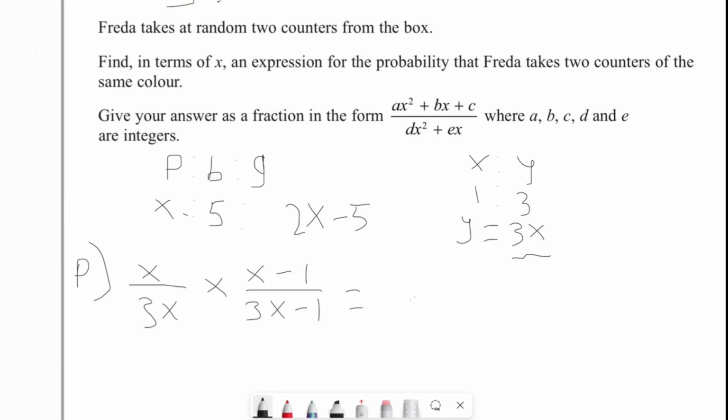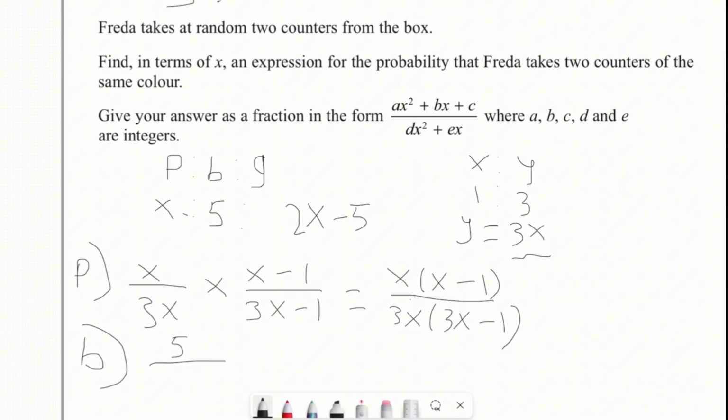And if we multiply those fractions together, we'll get x minus 1 over 3x minus 1. I'm not going to expand the brackets just yet. We're going to do that at the end. But for now, let's move on to the blue counters. And we know there's 5 of them in total. And as we know, the total number of counters is y, or 3x.